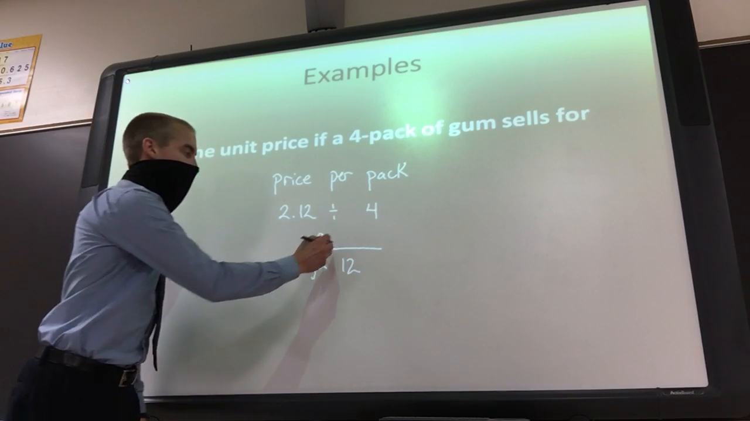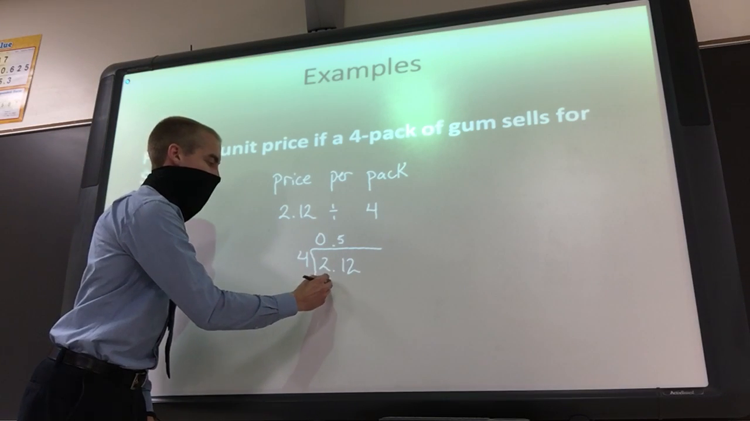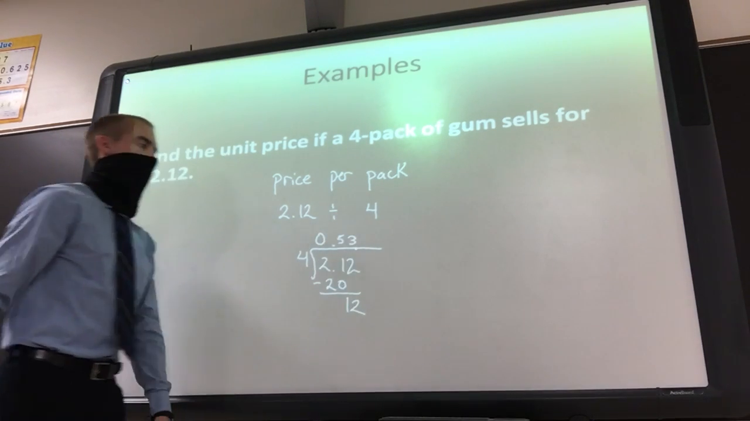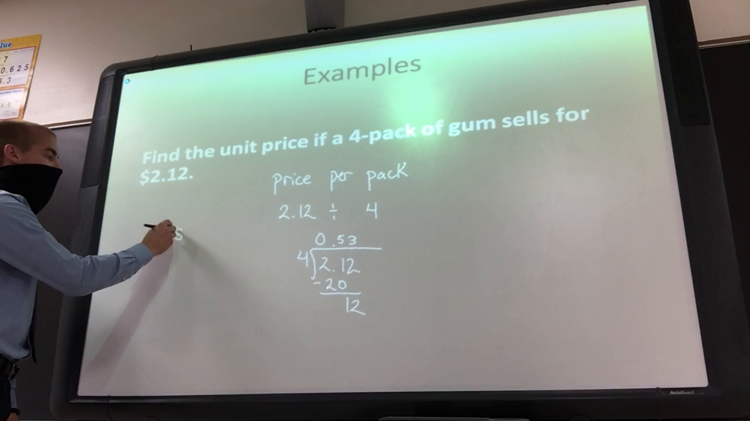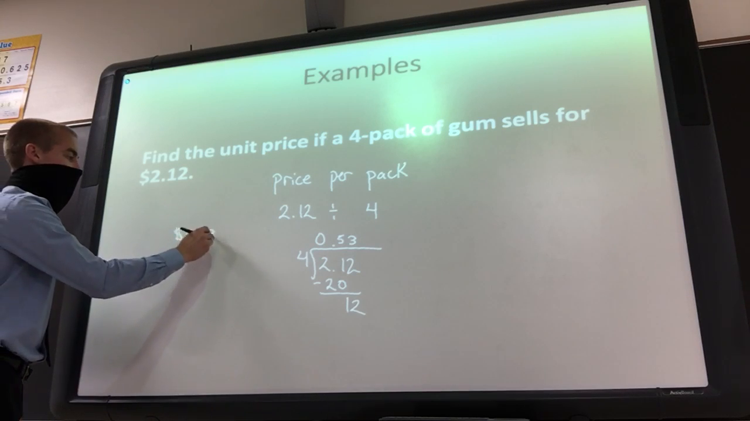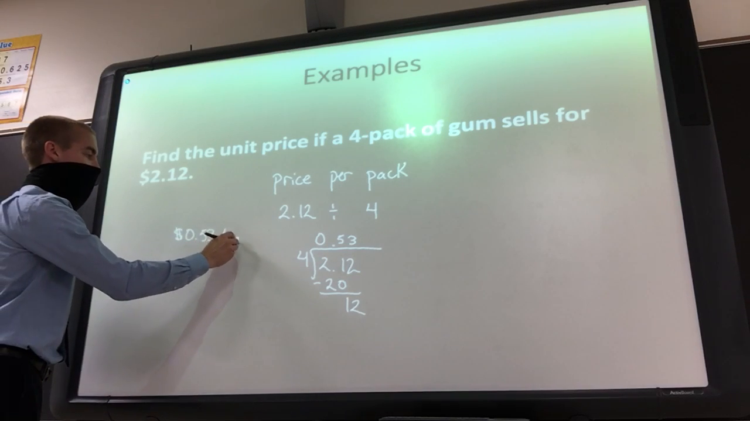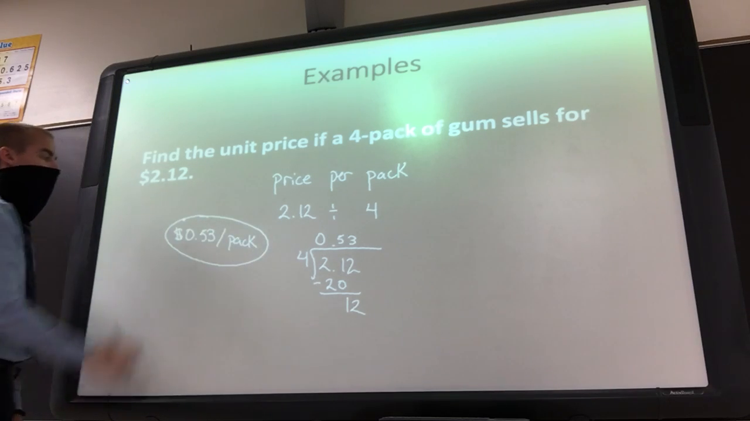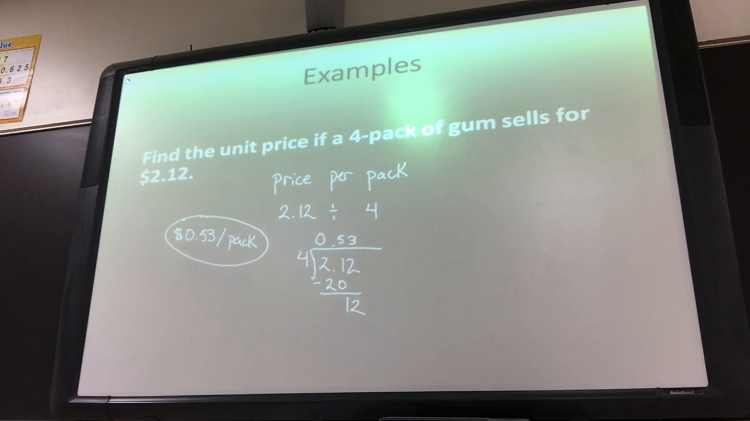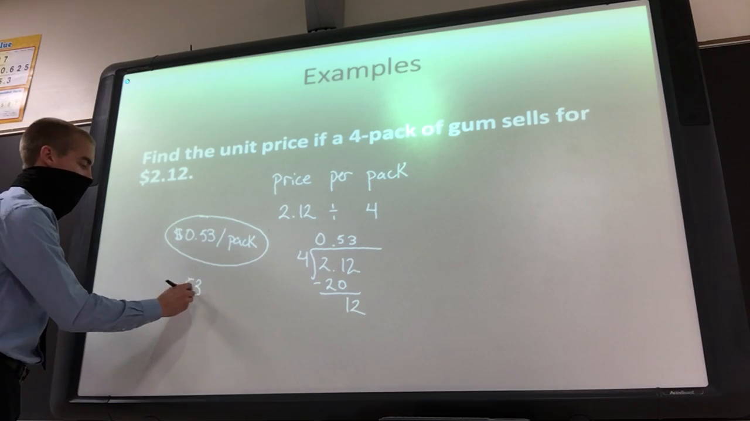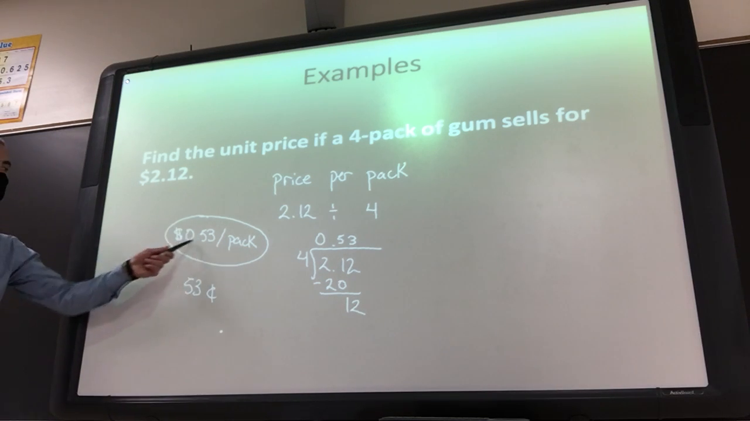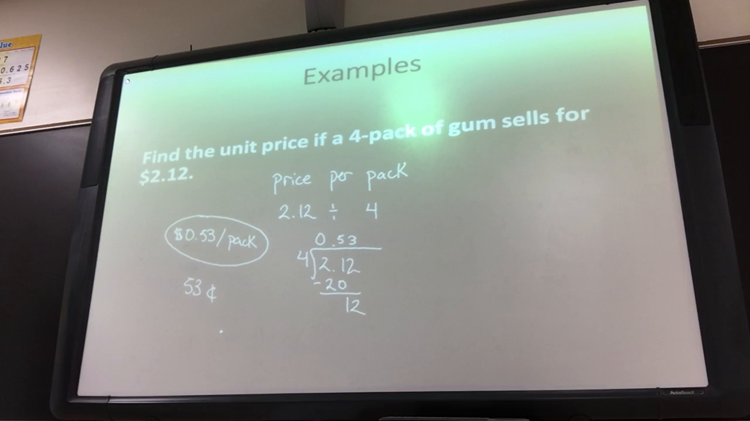4 goes into 21 5 times. And then 4 goes into 12 3 times. So the answer is going to be 53 cents per 1 pack of gum. So I'll write it like this. You could also write it as 53 cents, like that. But most of the time you're going to see it written with a dollar sign, so $0.53 instead.